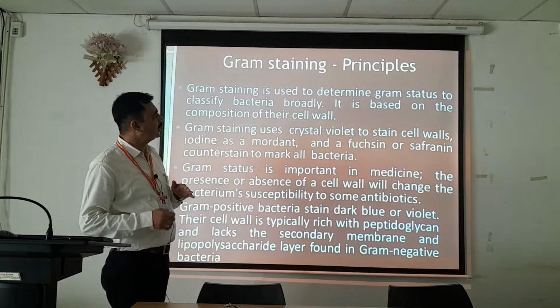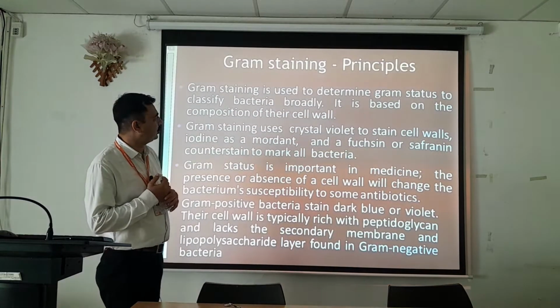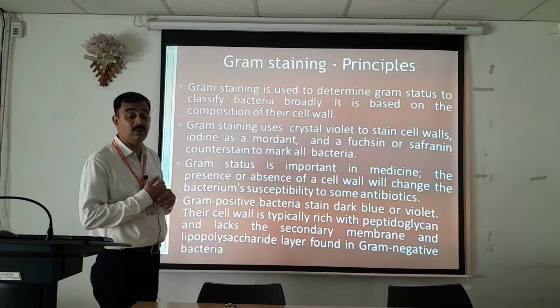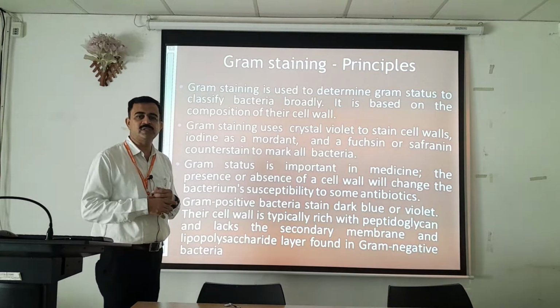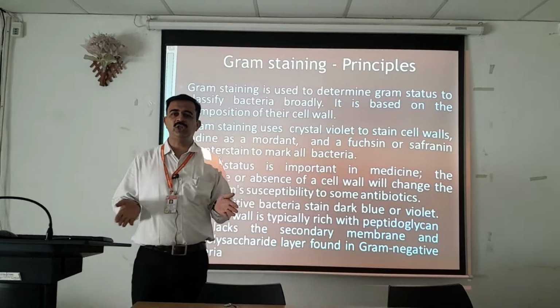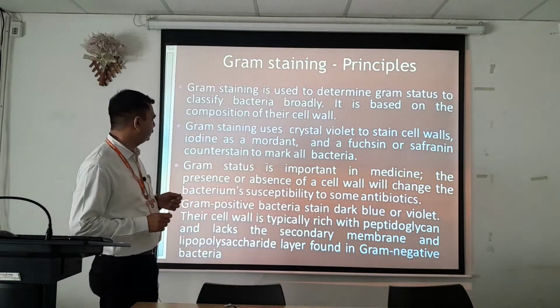Gram staining is used to determine gram status to classify bacteria broadly. It is based on the composition of the cell wall. So what is the composition of the cell wall? Based on that, the classification of these two stains has been done.